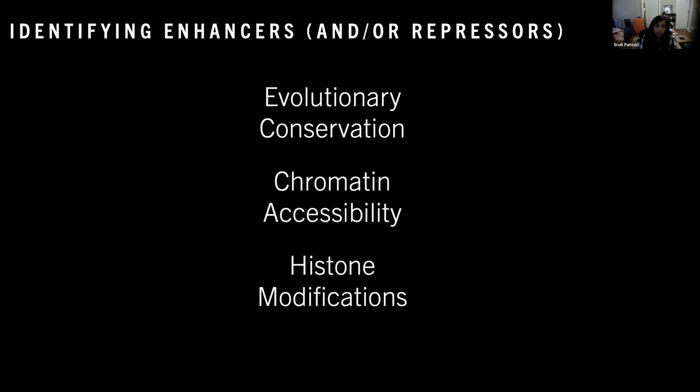And then the next thing is we want to actually try and identify enhancers or repressors. The three big ways of doing that are evolutionary conservation, chromatin accessibility, and histone modifications. So evolutionary conservation, the principle there is that if you have a piece of non-coding DNA, so it's not making a protein, but it's conserved in chickens, in marmosets, in humans, it's probably doing something.